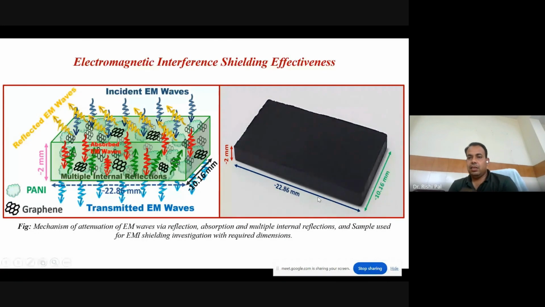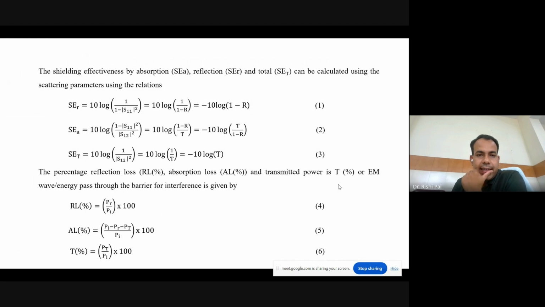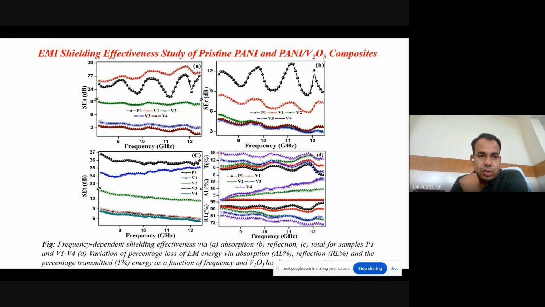These are the rectangular pellets with 2 mm thickness. Length is around 23 mm, and breadth is 10 mm. These were prepared by us. These are the equations. Here SET is the total shielding effectiveness. Shielding effectiveness is measured in decibel units, and for industrial application, the total shielding effectiveness should be greater than 30 decibels.